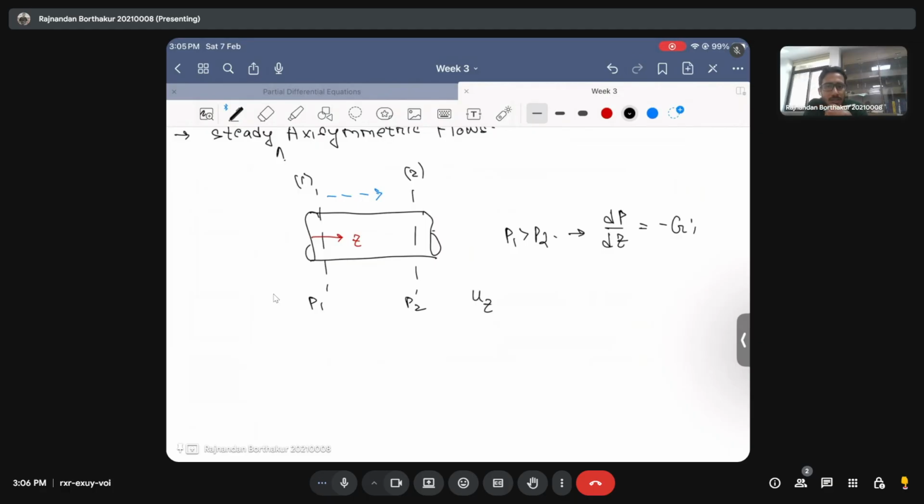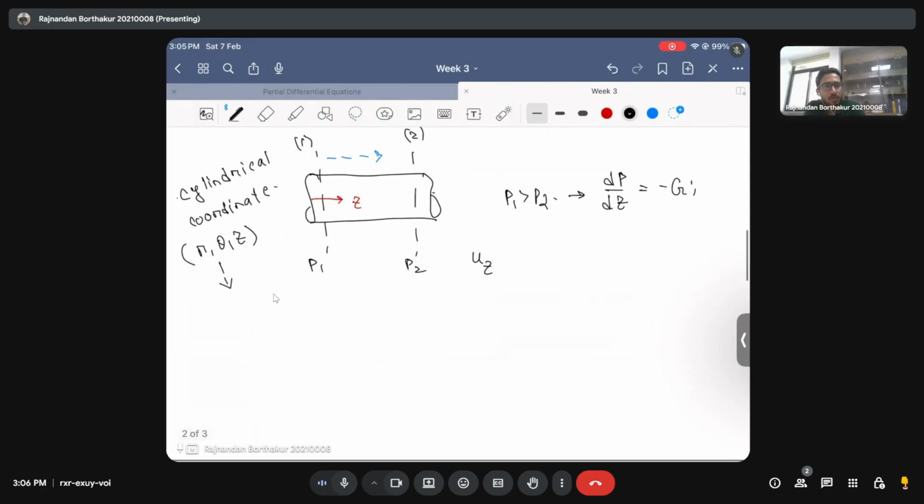Now you need to understand that we are transitioning from the Cartesian space to the cylindrical space, so we'll be dealing with cylindrical coordinate systems in these kinds of flows, which are typically denoted as r, theta, and z. The corresponding velocity field, which was u, v, and w in the Cartesian space, we will now denote as ur, u theta, and uz.